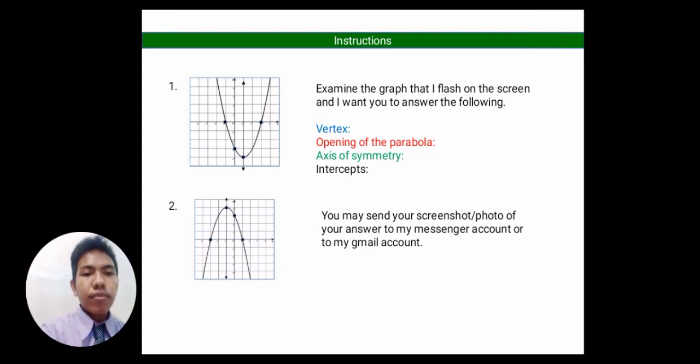So for 5 minutes, examine the graph that I flashed on the screen, and I want you to answer the following. Determine or examine the vertex, the opening of the parabola, the axis of symmetry, and the intercepts, the x and y intercepts. You may send your screenshot or photo of your answer to my Messenger account or to my Gmail account.